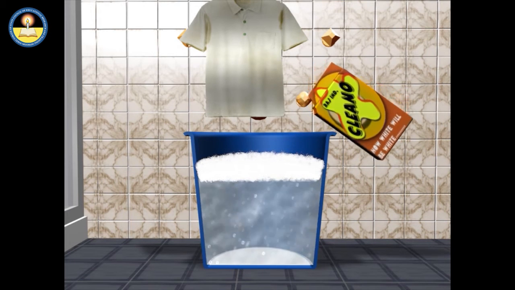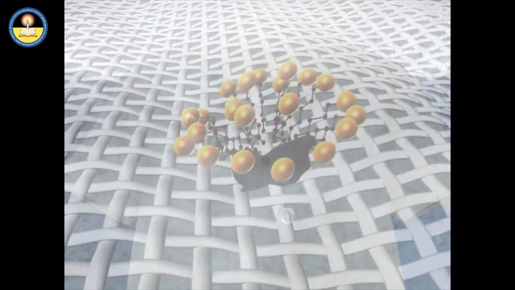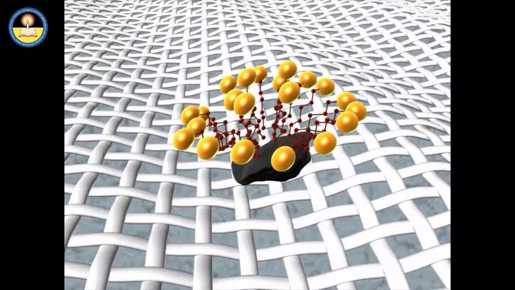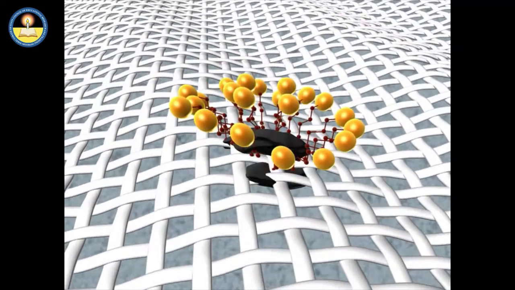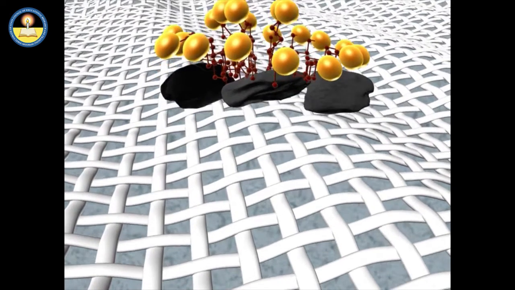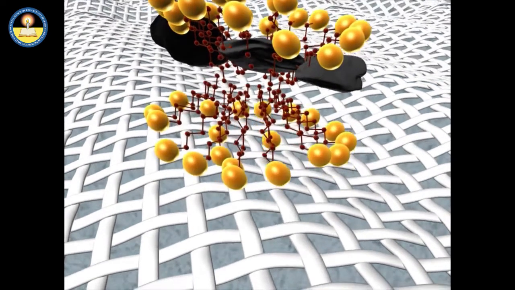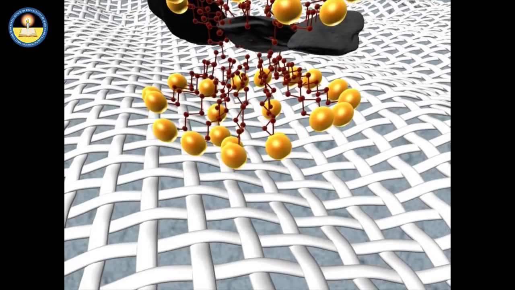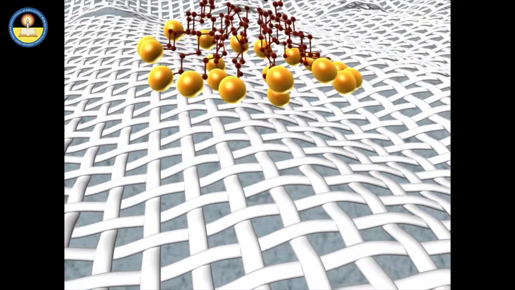When the dirty cloth is dipped in soap or detergent solution, the non-polar hydrocarbon tails begin to enter and dissolve the non-polar oil or grease containing the dirt, while the polar or ionic heads dissolve and attach to water.